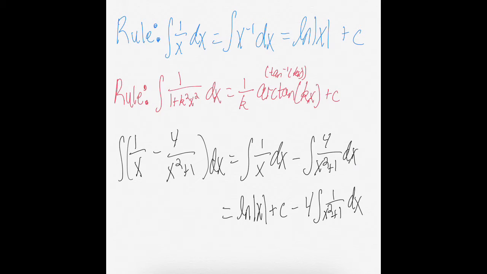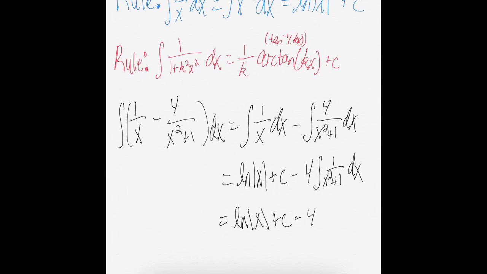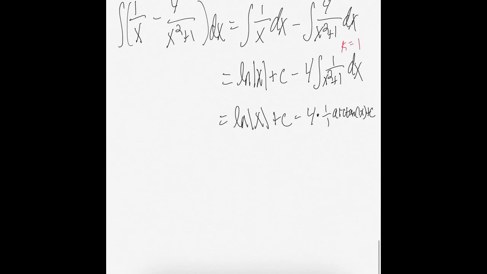Now the second integral, what I can do to help me with this one is pull out the 4. Remember the 4 is just a constant here, so I can bring constants out front of integrals if I like. That is almost always the first thing that I do whenever I see an integral. If I have a constant that I can pull out, I will usually go ahead and do that. So let's move on. That's ln absolute value of x plus c minus 4. Now this integral here looks like it's just our arctangent integral, where the role of k is being played by 1.